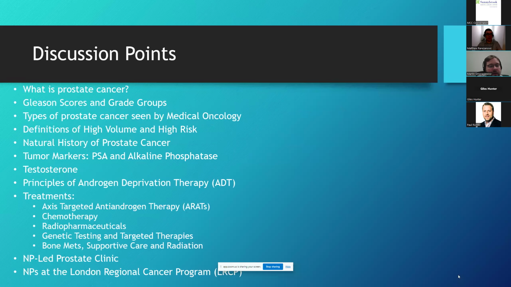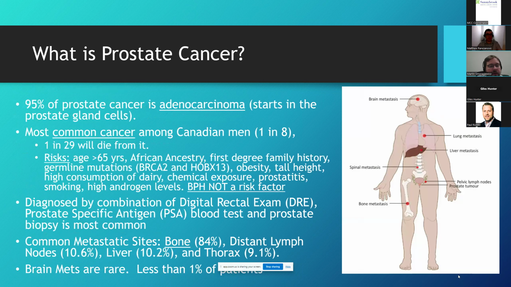So the discussion points. This presentation has originally been crafted for a review of prostate cancer for nurses. So I discuss prostate cancer, Gleason scores, and grade groups, the prostate cancers that we see in medical oncology, some definitions regarding high volume, high risk, the natural history of the disease, markers, and then we'll delve into the treatments and the NP-led clinics. So first, what is prostate cancer?